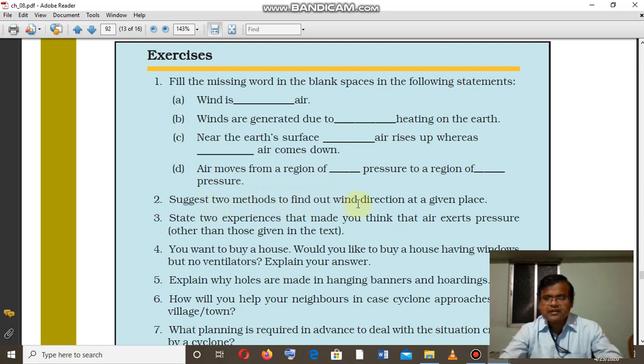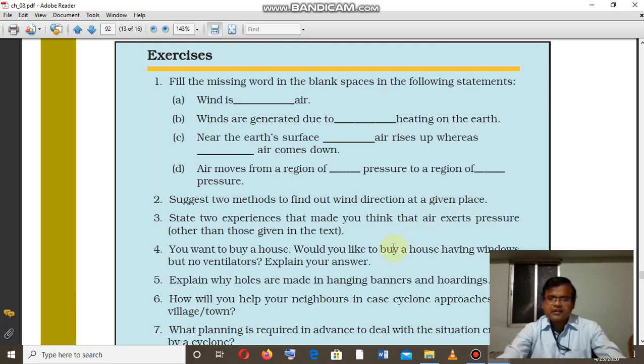Question number 2. Suggest two methods to find out the direction of wind at a given place. You can take any activity for that. In our general notions, by seeing the direction of dry leaves released in air. Second, by seeing the direction in which it is difficult to ride the bicycle. You can take another possible answer also.